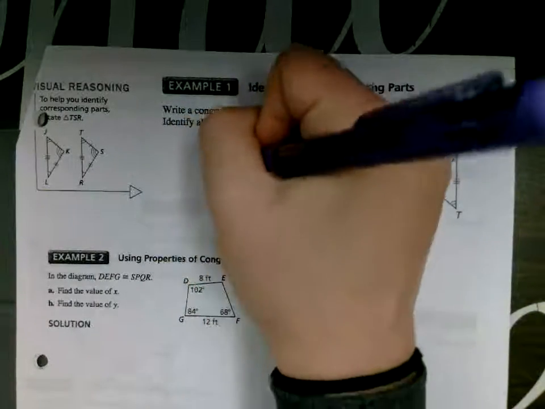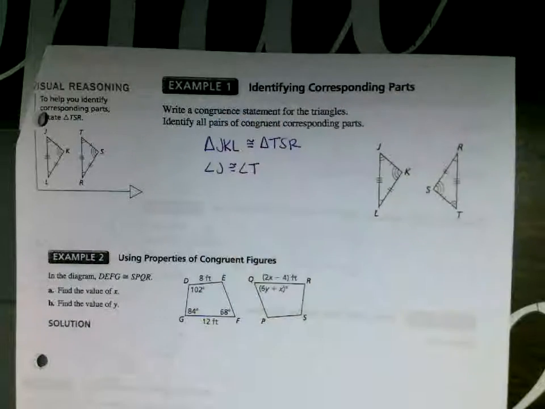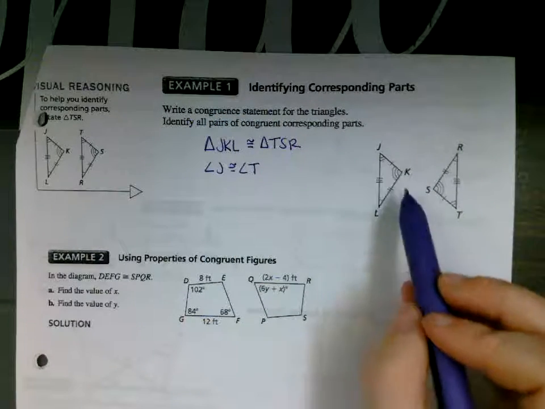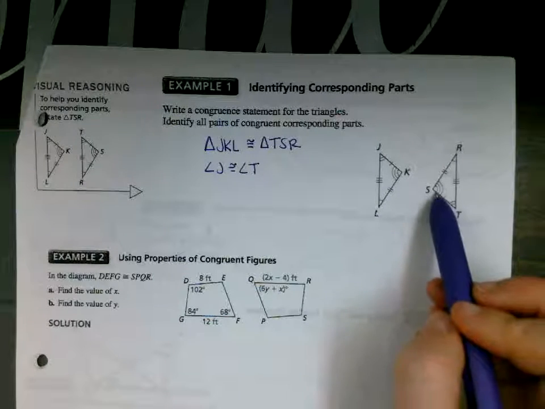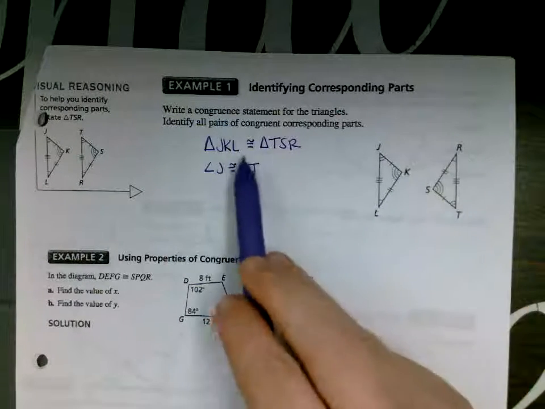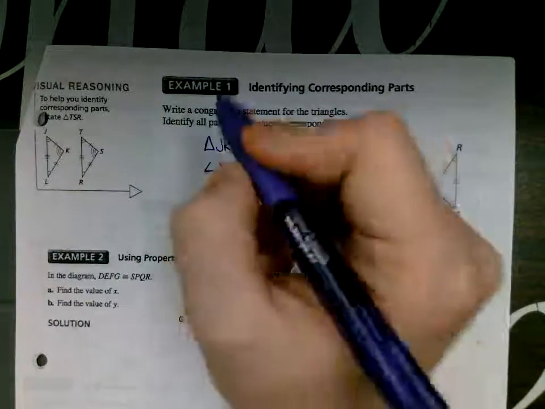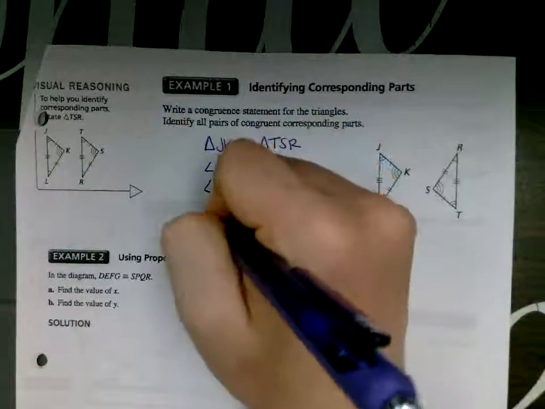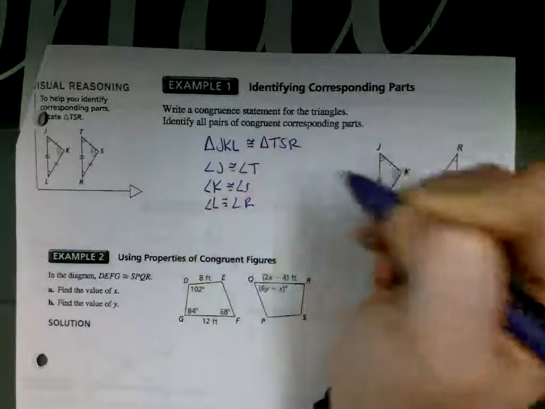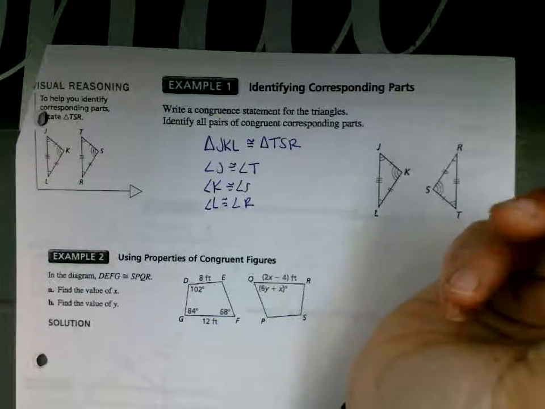Okay, so then I have angle J is congruent to angle T. Again, I went from J, K to L, so then I have to go 2, 3, 1, just like I did on the first one. Then J matches up with T, K is S, and L is congruent to angle R. Then I also need to do these segments.